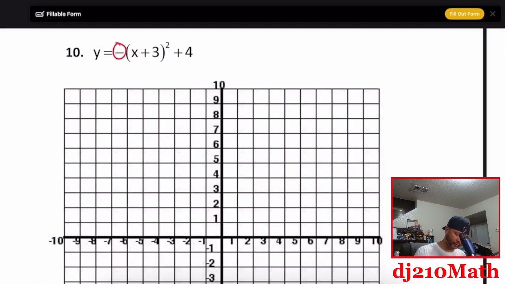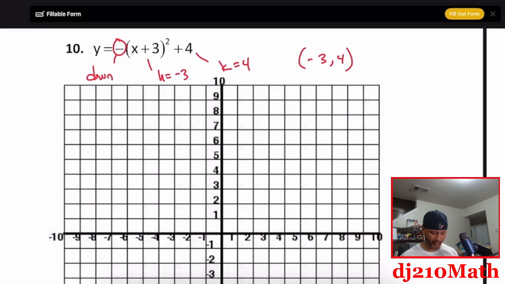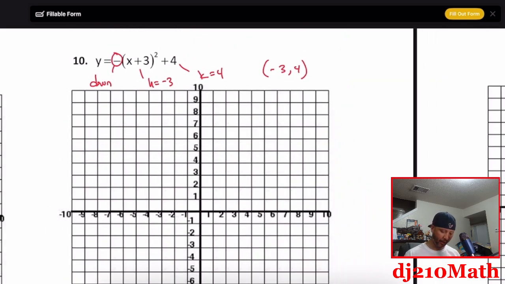A is -1, so I know it opens down. The vertex, so h is at -3, k is at +4. So the vertex is -3, 4. -3, +4. And we know that it's going to open downward, right? Something like that.